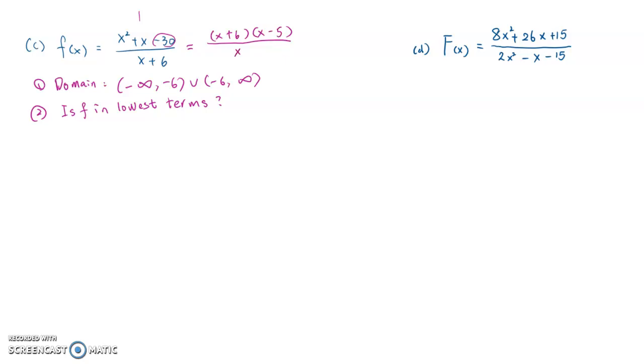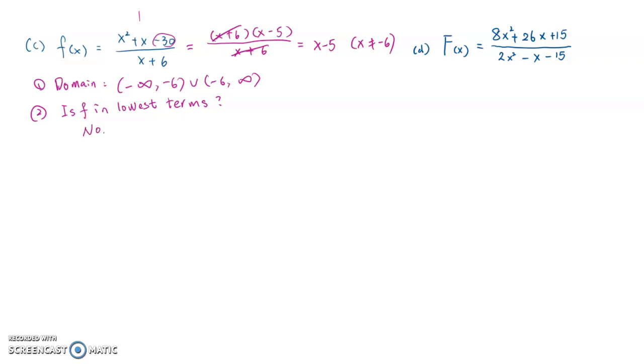Over x plus 6. So it's not in lowest terms. We can cancel out an x plus 6 from the numerator and the denominator. So we can simplify it to x minus 5 under the condition that x cannot be equal to -6. So, is it in lowest terms? No. So we turn it into lowest terms now.